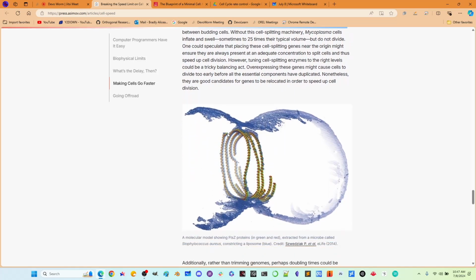So this is an example here of FtsZ proteins forming this contractile ring, and it just squeezes the cell body into 2 parts. And then, of course, it divides into 2 cells. The DNA migrates into each copy, and that's what we have. So this is a molecular model showing FtsZ proteins in green and red here, extracted from a microbe, constricting a liposome, which is blue. So the liposome is the membrane of the cell, and it's constricting it into 2 different compartments.